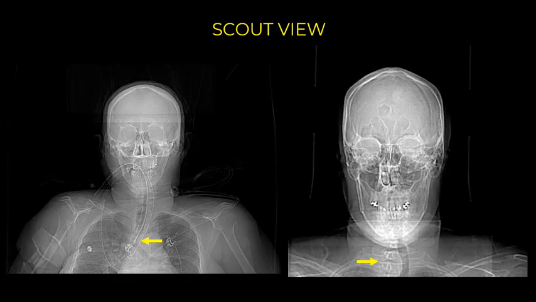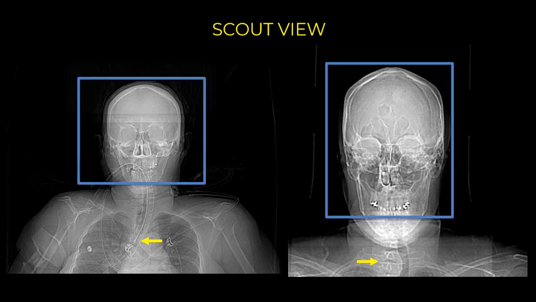We said that the first step is reviewing the scout film. The scout film is a general survey. When the patient is first placed in the CT scanner, a general survey is obtained of the area of interest, after which the technologist selects a particular area to be scanned. This area is represented in the blue frame. Everything within the blue frame is going to be available to you in axial, sagittal, and coronal images. However, everything outside the field of view of those frames is only available on the scout scan.